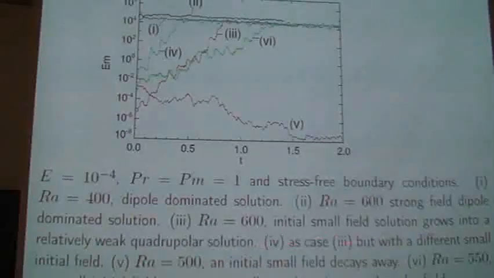Now 4 was like that, again with a different initial field, but basically this same kind of thing happened. And at 500, a small initial seed field decayed away. So this one here, at 500, it actually decayed away. And at 550, a small field just gently grows. It takes a very long time, but it did actually eventually grow. But it again ended up as a quadrupolar field.